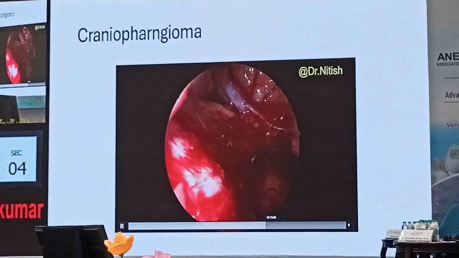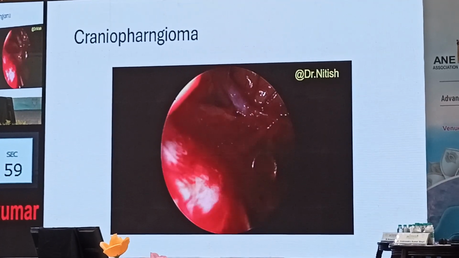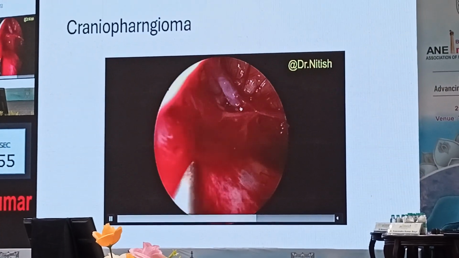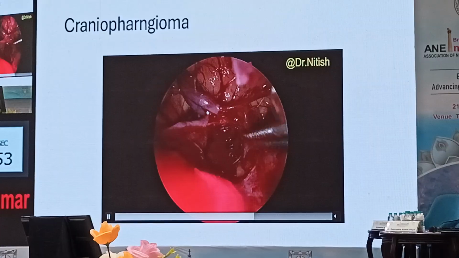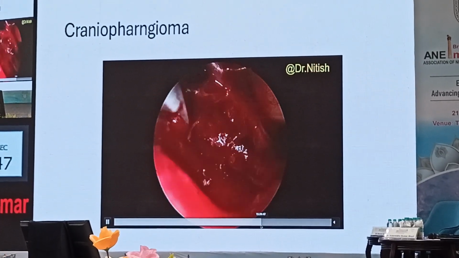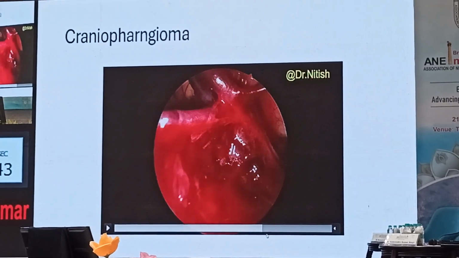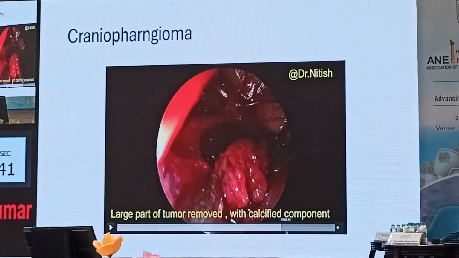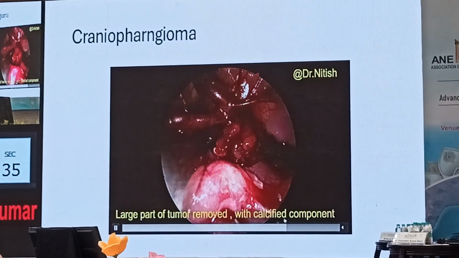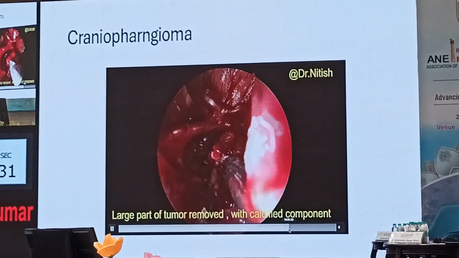So gradually the tumor is removed. And you can see once the tumor is removed, we can see the underlying structures. Here we can see the bilateral ACA with the AcomA, carefully dissected from all the vascular structures. So this was a calcified part that was being removed.